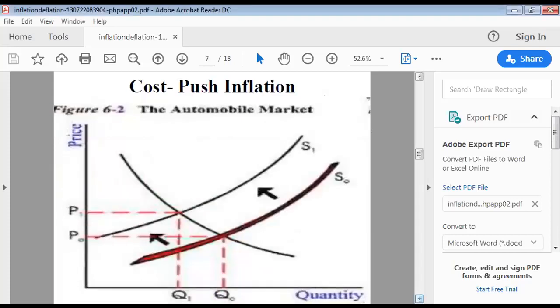While for cost push inflation, we are still explaining with the same market, automobile market. In the same vein too, the meeting points whereby we have the equilibrium is where we have P0 and Q0, where S0 and the demand is not labeled. The other curve that is never labeled is the demand curve. So they met at point P0 and Q0 in the first instance.